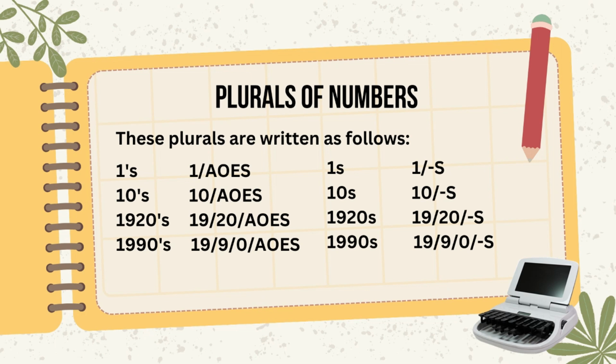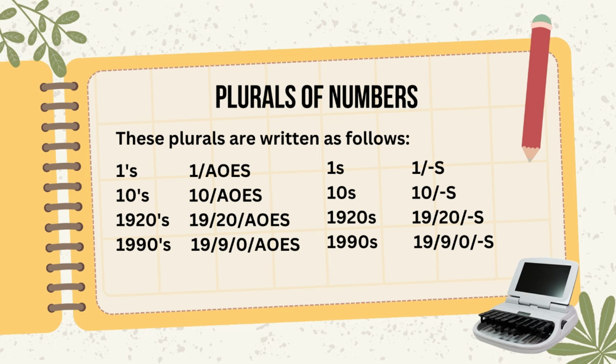Plurals of numbers. These plurals are written as follows. So there are two ways in how we write the plurals of numbers. We have the apostrophe S. We also have the S. We just add S to the number. For example, we have ones with apostrophe S. So how we write? We write one and then vowel E final S. And the other one is once, one, and then final S. So notice the difference on the two.